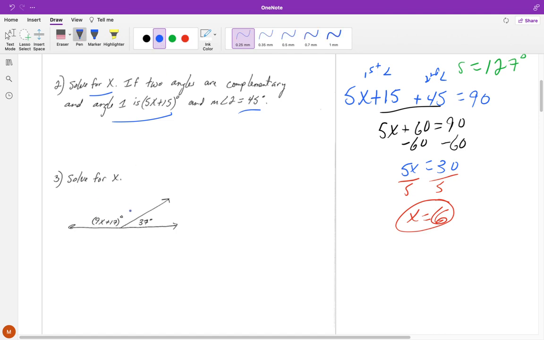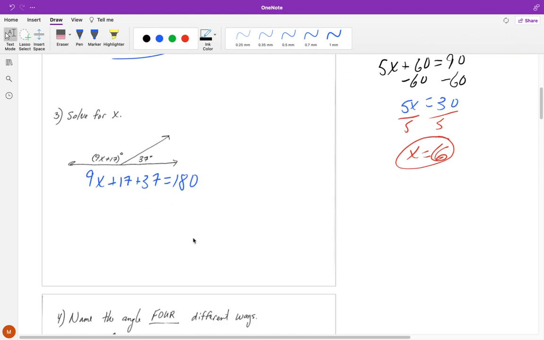And in this next one here, it says solve for x. Well, this is applying our angle addition postulate and also knowing that a straight line forms an angle that's 180 degrees. So I know that these two angles, 9x plus 17 plus 37, is equal to 180 degrees. It's actually applying a few different things that we learned: linear pairs, angle addition postulate, and they're also supplementary.